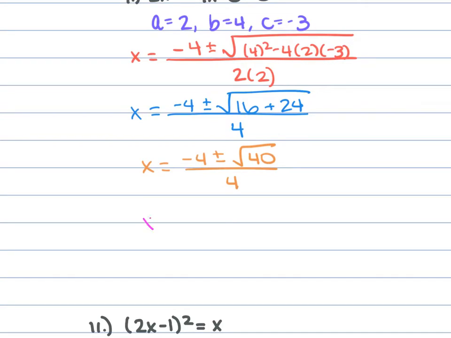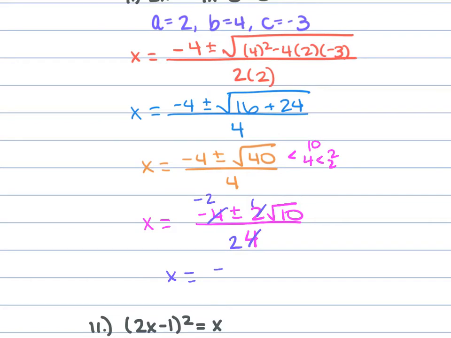This is simplifying even further. That 40 is 4 and 10. The 4 is 2 and 2. So negative 4 plus or minus 2 square root 10 all over 4 simplifies even further to give us 2, negative 2, and 1. So x is equal to negative 2 plus or minus the square root of 10 all over 2.